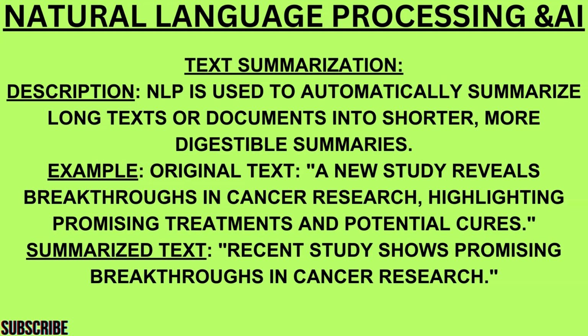Text summarization. Description. Natural language processing is used to automatically summarize long text or documents into shorter, more digestible summaries. Example. Original text: A new study reveals breakthroughs in cancer research, highlighting promising treatments and potential cures. Summarized text: Recent study shows promising breakthroughs in cancer research.